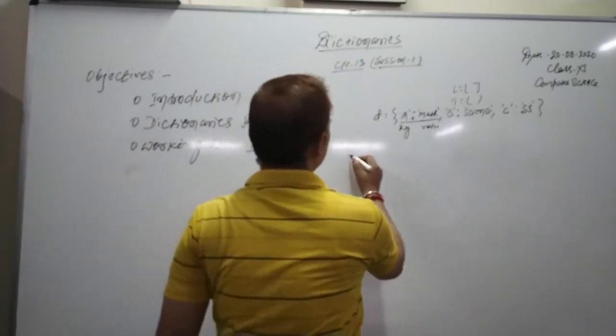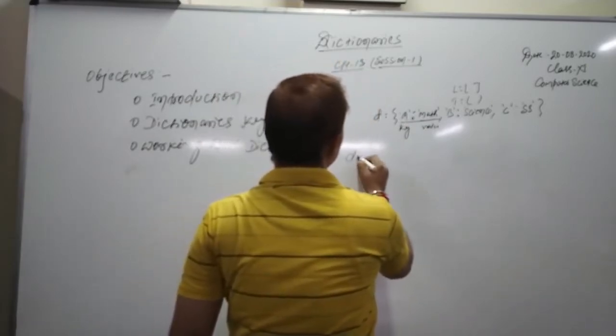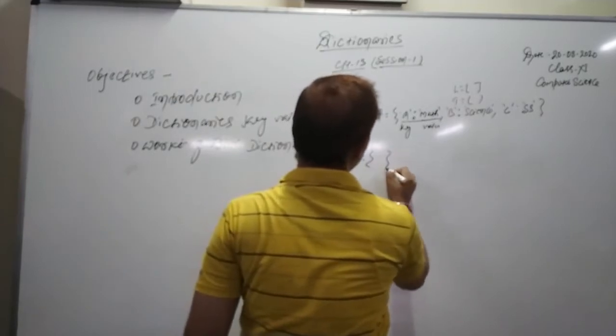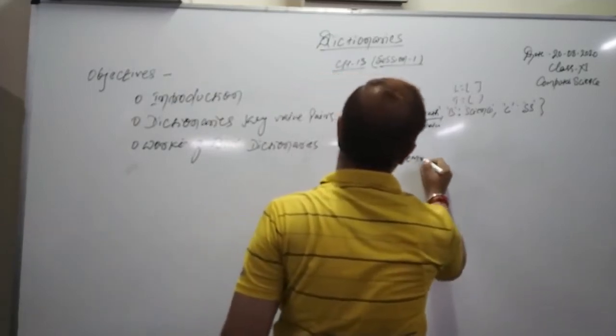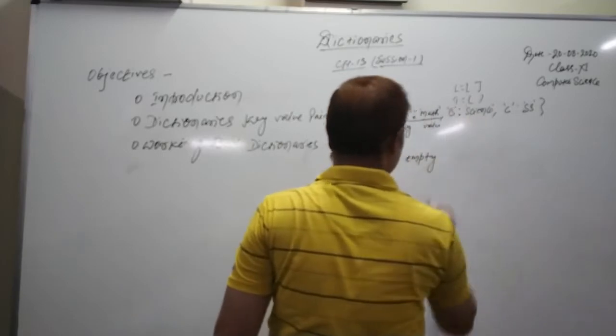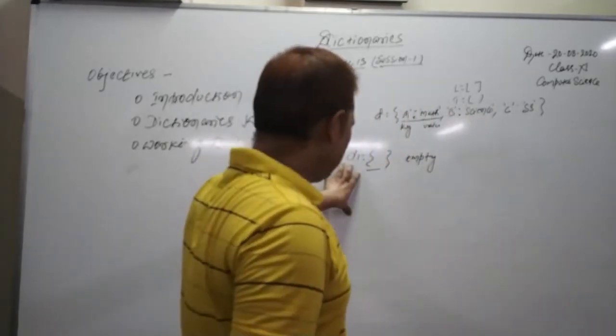If someone is saying, suppose D1 equal to curly braces open and curly braces close, it's an empty dictionary you are creating. It's fine. Of course, you are creating a variable D1 as a dictionary type.